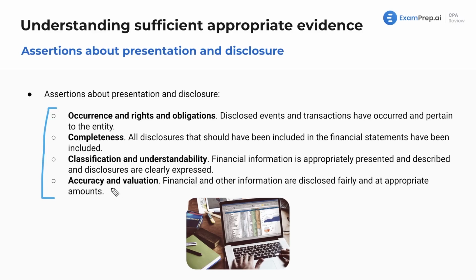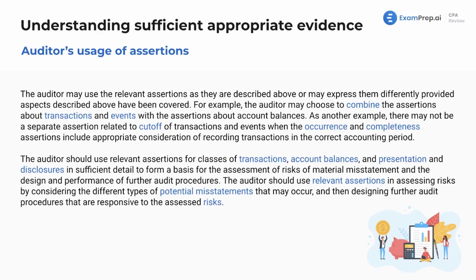Lastly, here, accuracy and valuation. Financial and other information are disclosed fairly and at appropriate amounts. How is the auditor going to use these assertions? Well, the auditor may use the relevant assertions as they're described above, or may express them differently provided aspects described above have been covered. But what are we talking about here?